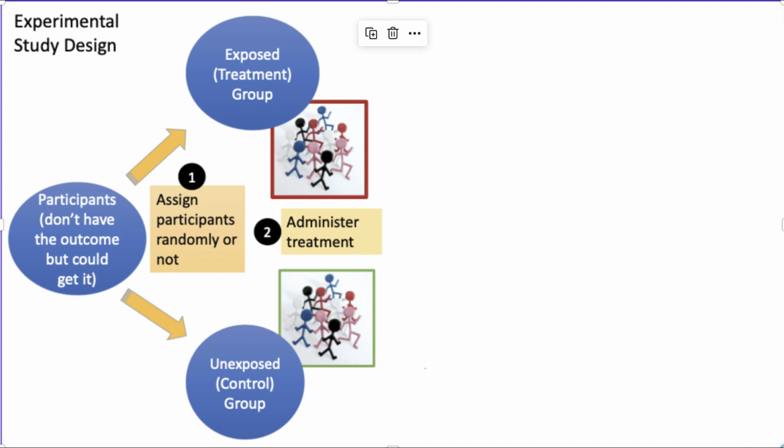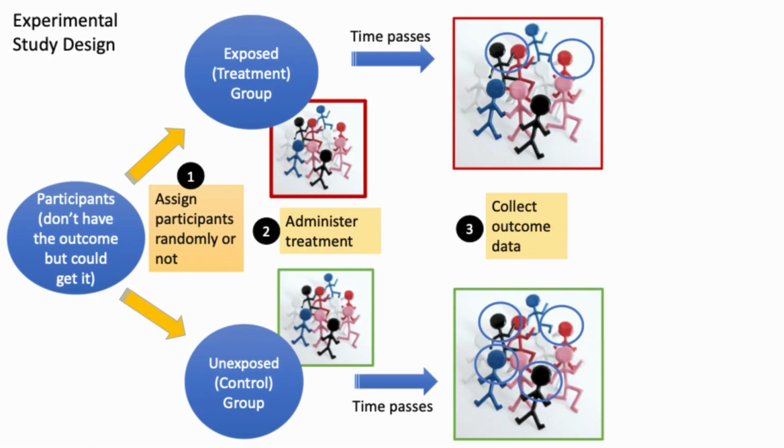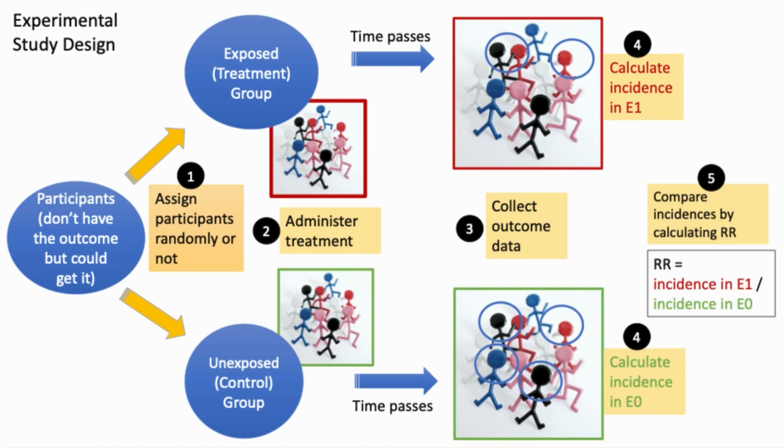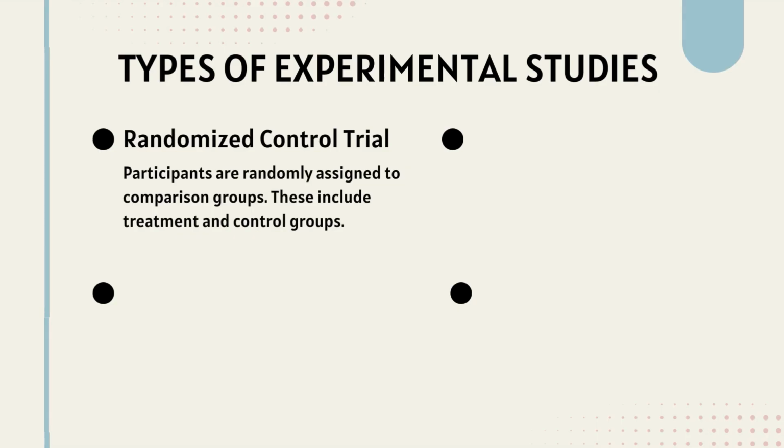The next step in the process is for the researchers to administer the treatment. For example, the exposed group gets a medication and the unexposed group gets a placebo. After some amount of time passes, the third step is for the researchers to collect outcome data, to see if that new medication worked or not. To do this, they would calculate incidence. Hopefully, incidence in the exposed group would be less than incidence in the unexposed group if investigators are testing a new medication. Finally, investigators would compare these incidences by calculating a risk or rate ratio or a risk or rate difference.